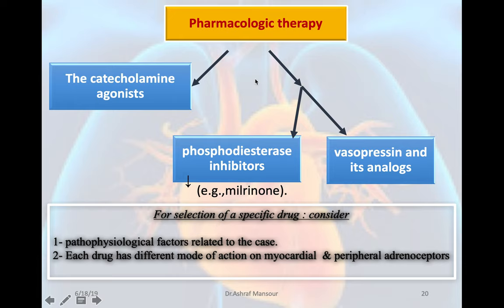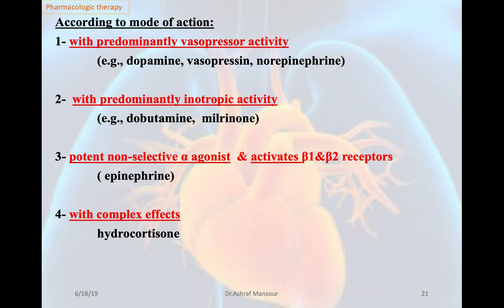So, for selection of a specific drug, we have to follow the pathophysiology factor related to the case, and each drug must be used with caution because of the different mode of action on the myocardium and the peripheral adrenal receptors and its possible side effects. According to the mode of action, there is one with predominant vasopressor activity like dopamine, vasopressin, and norepinephrine, which is used mainly in children and adults, not in neonates, and one with predominantly inotropic activity like dobutamine and milrinone, and the third one, a potent non-selective alpha agonist that also activates the beta 1 and beta 2 receptors, which is epinephrine.